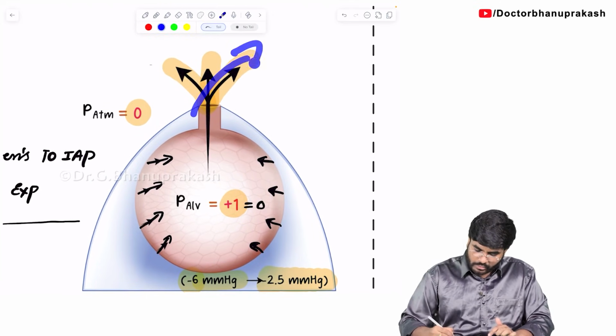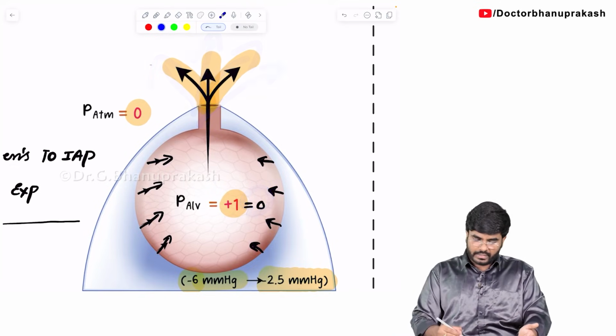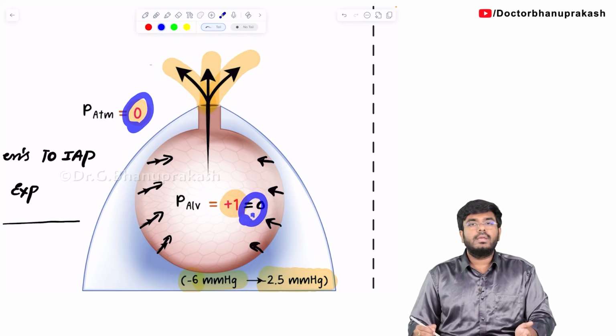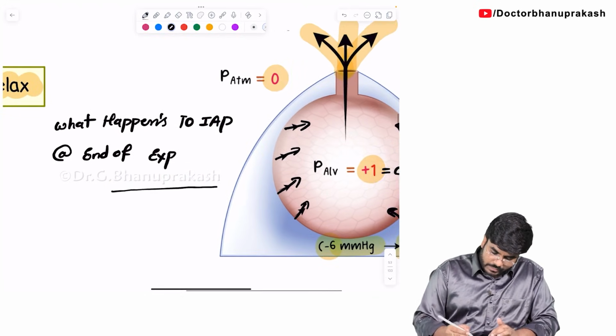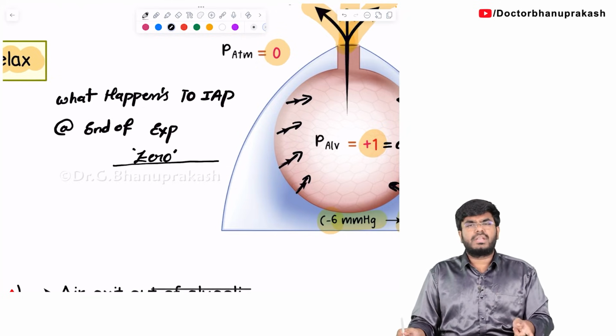So the air is going out. As you are losing the air, what will happen to the pressure? Pressure will again come back to 0. Equilibration with the environment, 0, 0 again. So at the end of expiration, the value will be 0. At the end of inspiration, the value will also be 0.